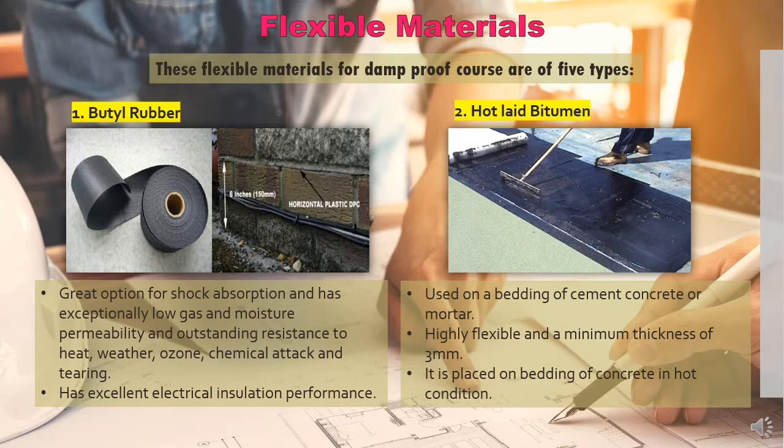Second, hot laid bitumen. Hot laid bitumen is used on a bedding of cement concrete or mortar. Hot laid bitumen is highly flexible. It can also be applied with a minimum thickness of 3 mm. This material is widely used on bedding of mortar or cement concrete. It is placed on the bedding of concrete in hot conditions.